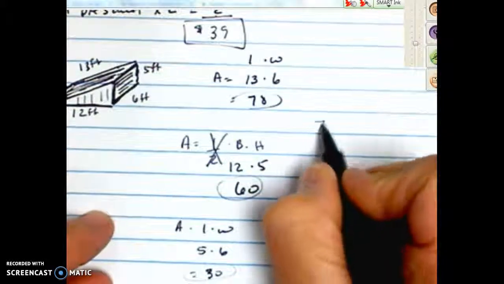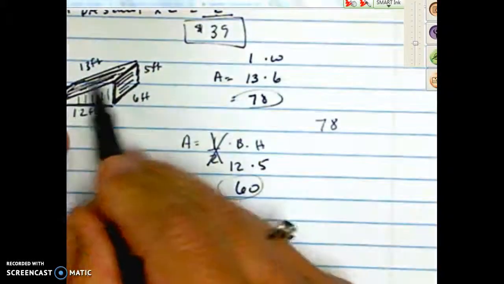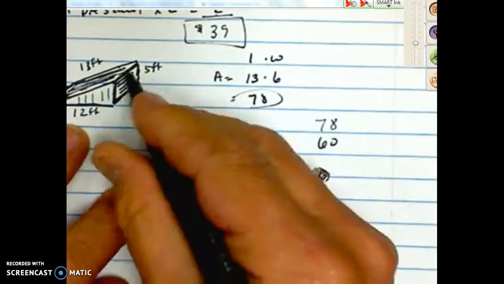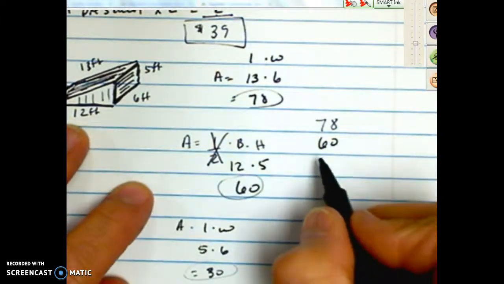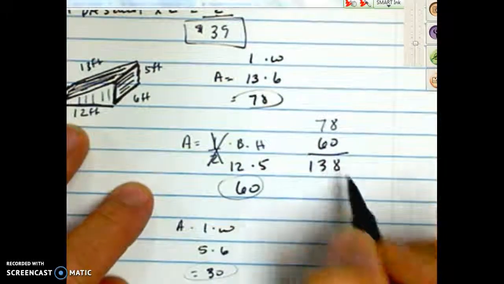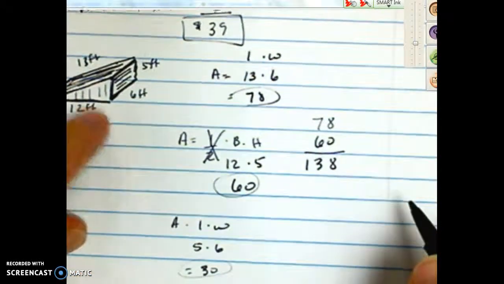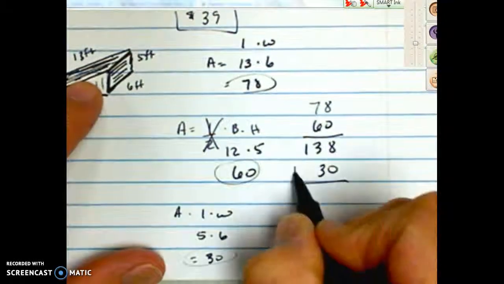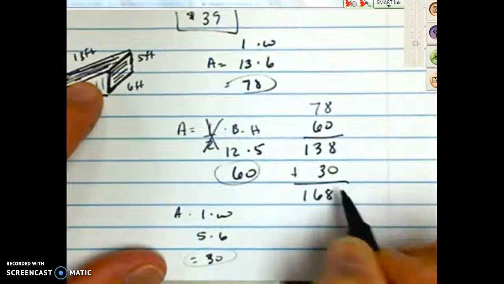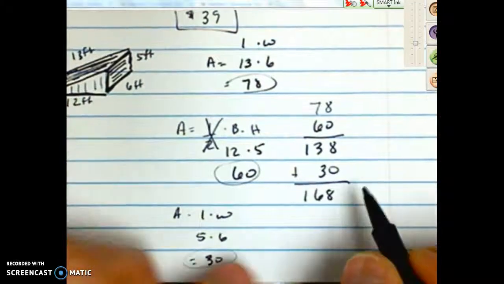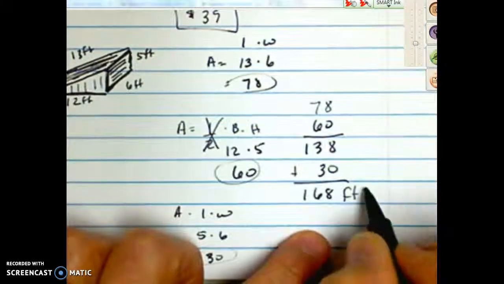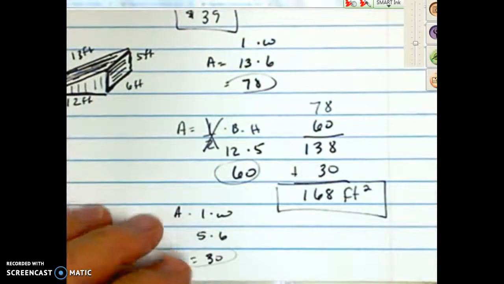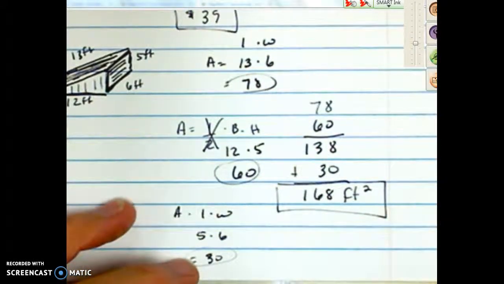So we have 78 for the top part of the ramp, and then we have 60 for the two triangles on both sides, which will give us 138. Then the carpet on the end, so add 30 more, and we're going to have 168 feet of carpet. And this is area, so we want to make sure we square that. So we're going to need 168 feet squared of carpet.